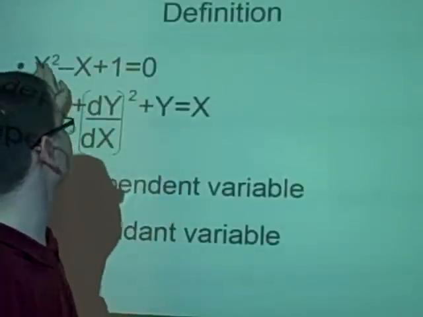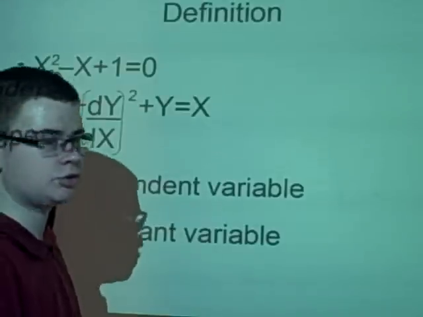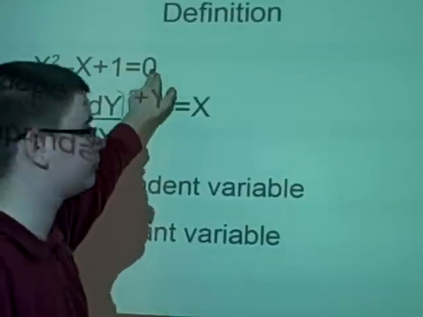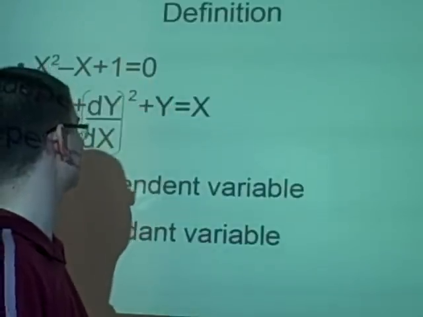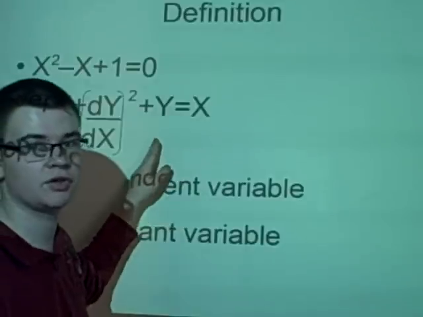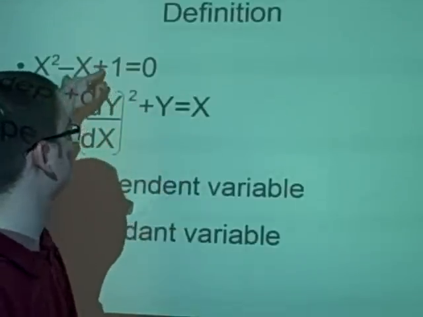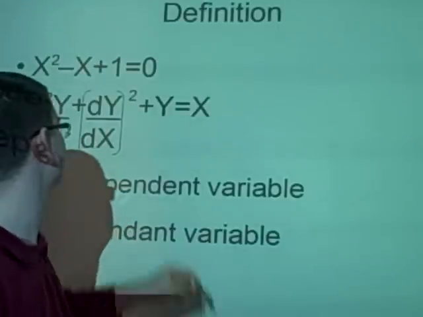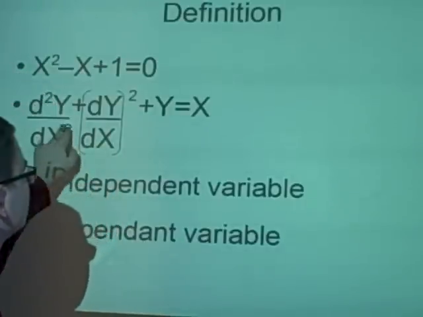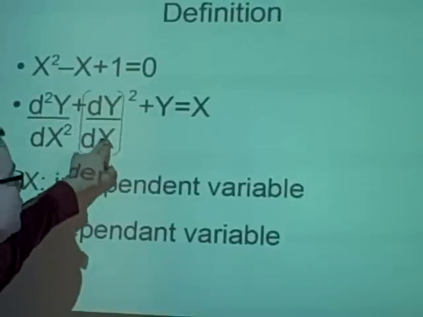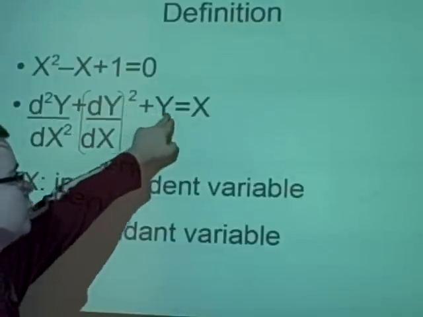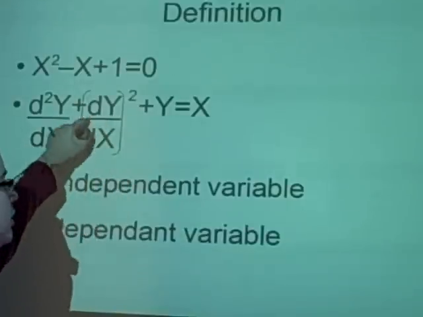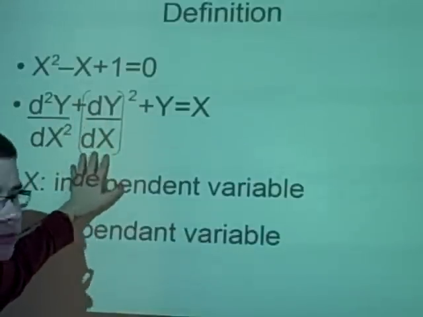Now we began by saying that this is an algebraic equation, which we're used to: x squared minus x plus 1 is 0. Now, in differential equations, we're trying to solve for a function, not a value. In algebra we're solving for a value, which in our case is the value of x. Here we have d2y over dx squared plus dy over dx plus y equals x, and this is a differential equation because we have to find a function.